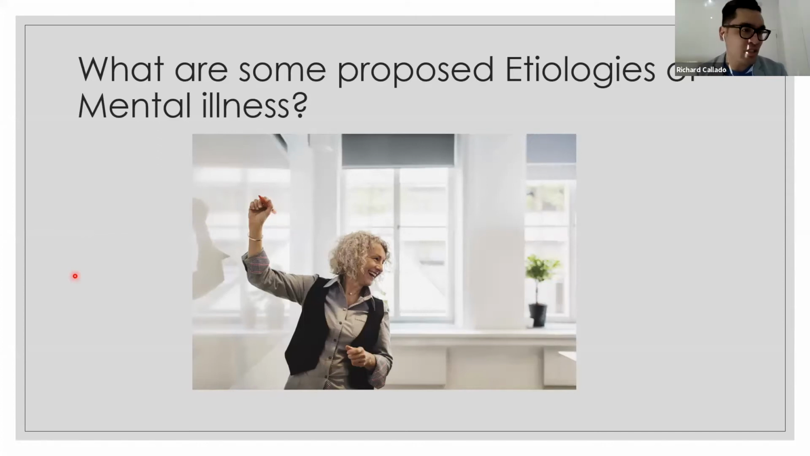Okay, what are some of the proposed etiologies of mental illness, right? So I'm going to go over just a few basic ones. I guess we'll talk about psychosis first, because I know schizophrenia is a very complicated disease, and we're still trying to understand it. Schizophrenia has to do with a lot of dysfunction in the brain, right?